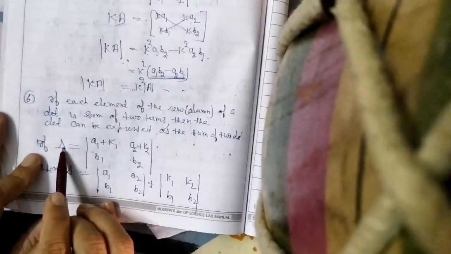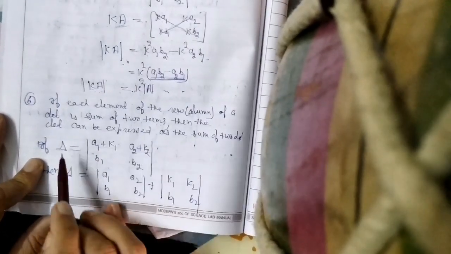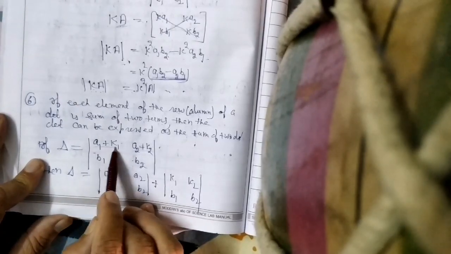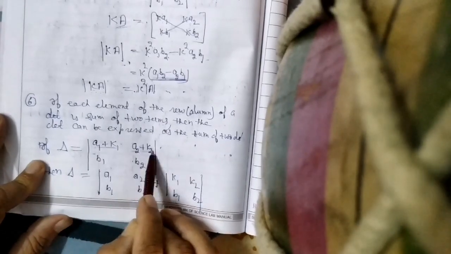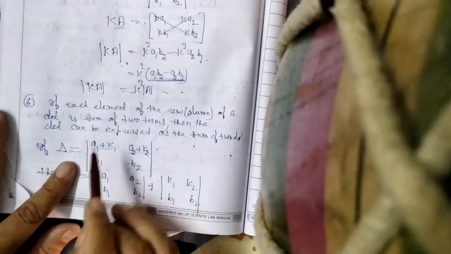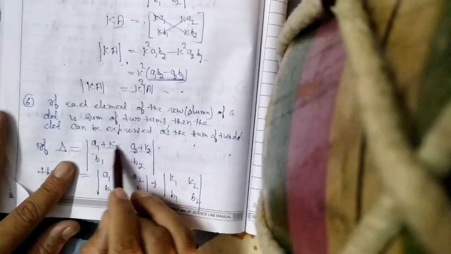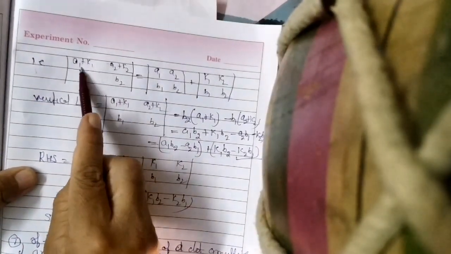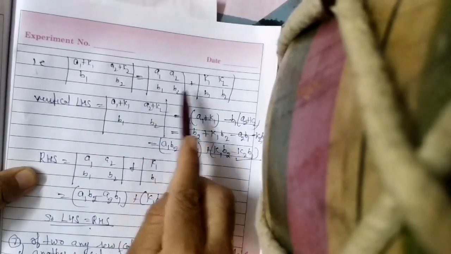Verification. Let delta be equal to the determinant A1 plus K1, A2 plus K2, B1, B2. Here in this determinant, each element of the first row is the sum of two terms: A1 plus K1, and the second element is also the sum of two terms. So this delta can be expressed as the sum of two determinants: A1, A2, B1, B2 plus the second determinant K1, K2, B1, B2. That is, this determinant equals the sum of two determinants A1, A2, B1, B2 plus K1, K2, B1, B2.